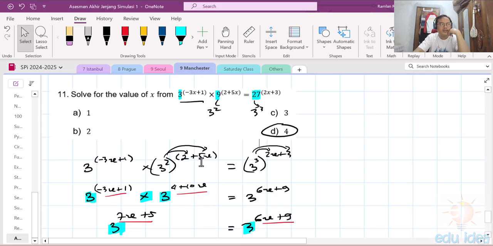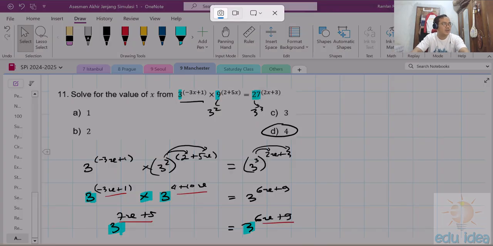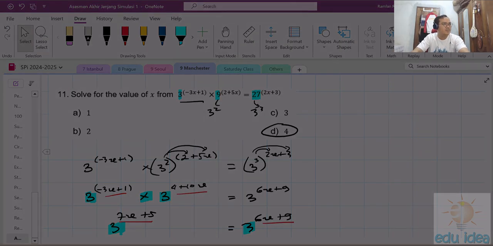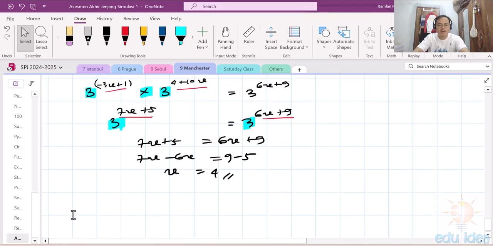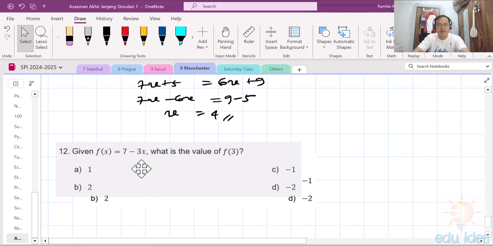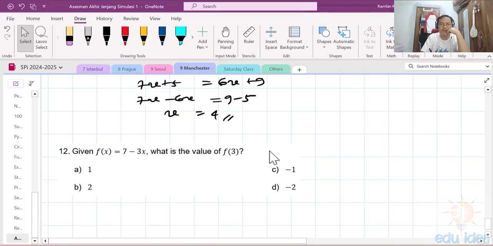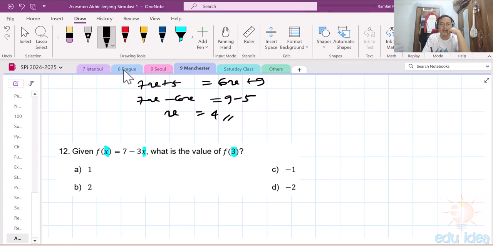Okay, let's go to number 12. Number 12, we're talking about functions. Pretty easy. Given f of x equals 7 minus 3x, what is the value of f of 3? Remember that in functions, guys, if this is x and this is 3, you only need to replace x by 3. That's it. Pretty easy, right?